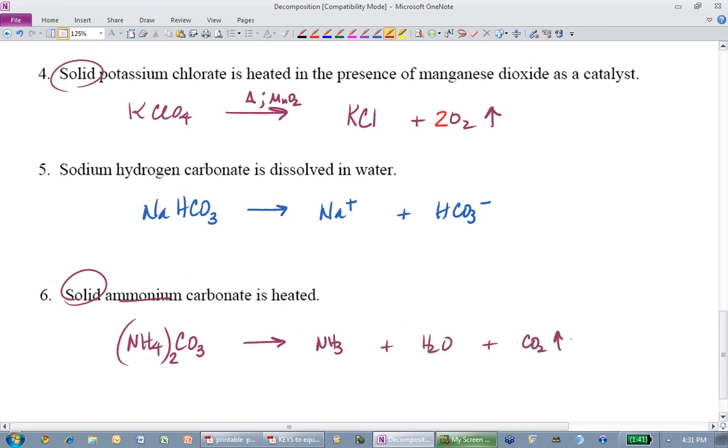This is one of these things that you just memorize. If you heat a carbonate, you make CO2. If you heat ammonium, you make NH3. And we also, as a byproduct, get water out of the deal.